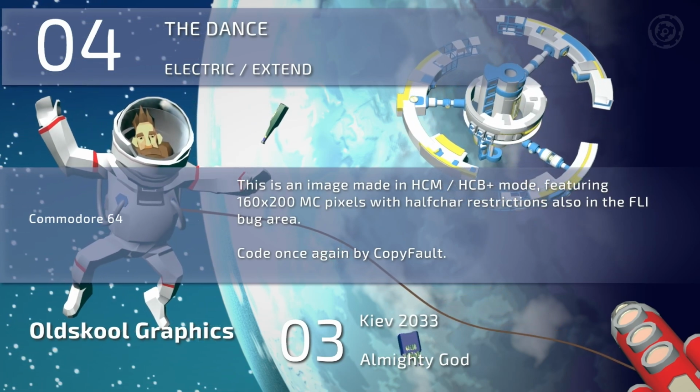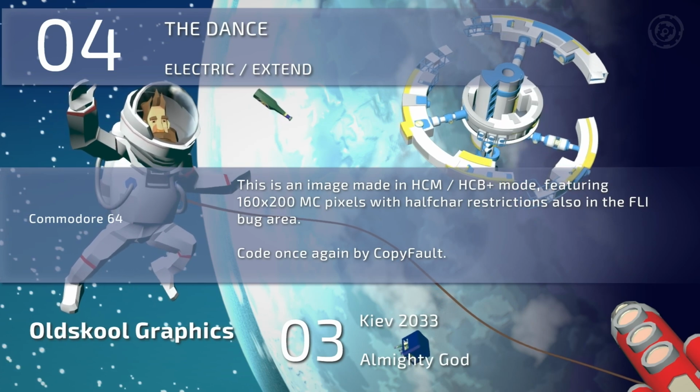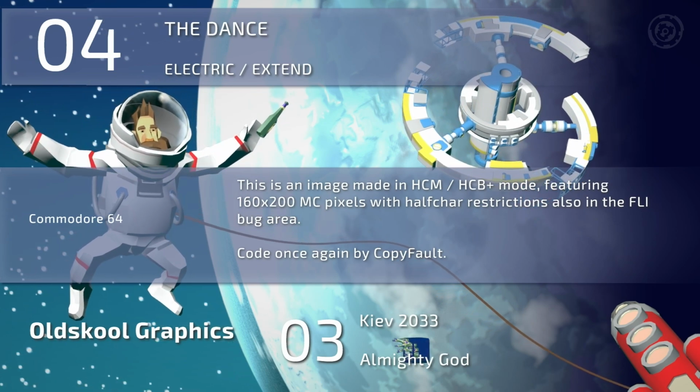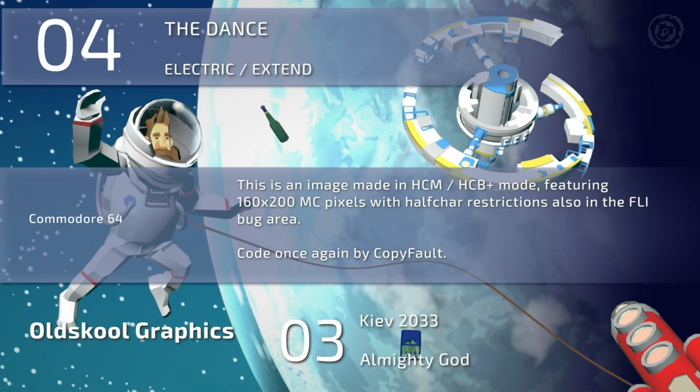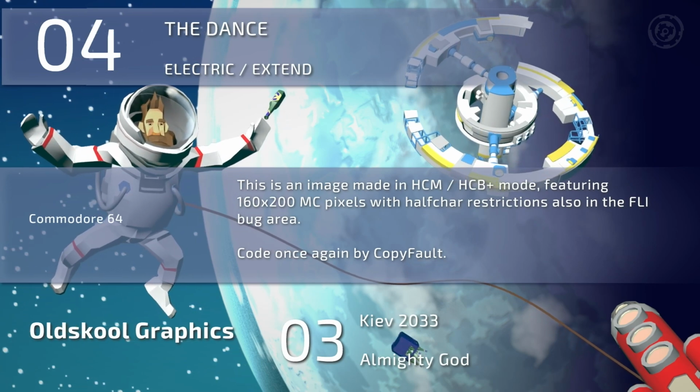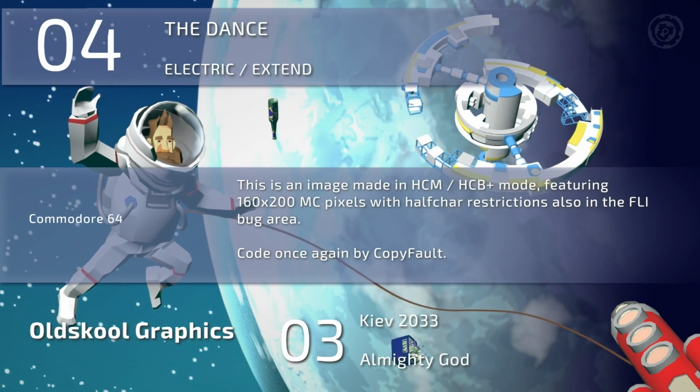This is The Dance by Electric of Extend, an image made in HCM and HCB mode, HCB plus mode. Multicolor pixels and half-care restrictions and FLI bugs, and I would have to explain all those things. We'll wait for Frankie on that. Yeah, definitely knows more than we do, and that's very nice.